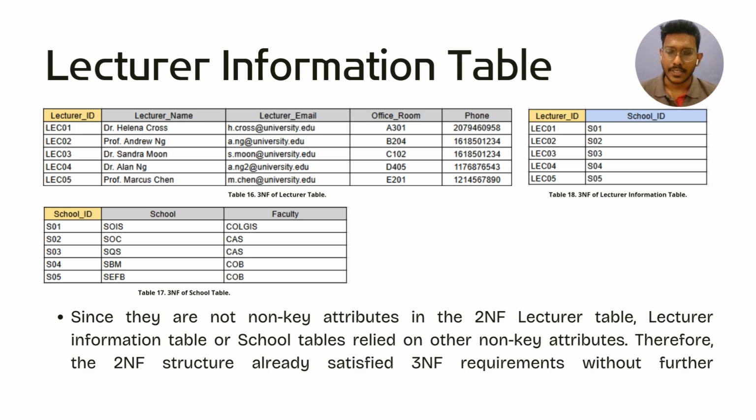Next is the lecturer information table. So we split lecturer data into three simple tables, which are the lecturer table, school table, and lecturer info table. For the lecturer table, there are lecturer details in the table, and for the school table, there are school and faculty infos, and the lecturer info table links lecturers to their schools. And this structure was already in third normal form, so no changes needed.